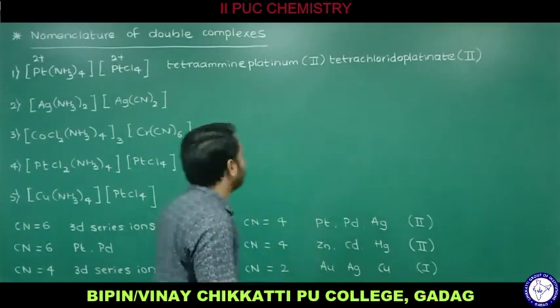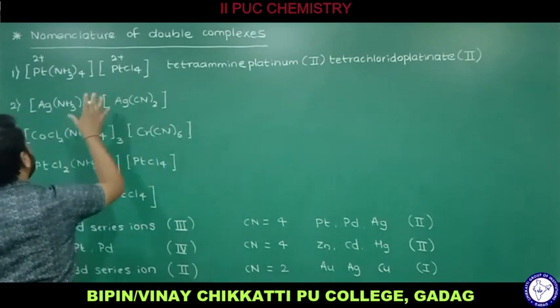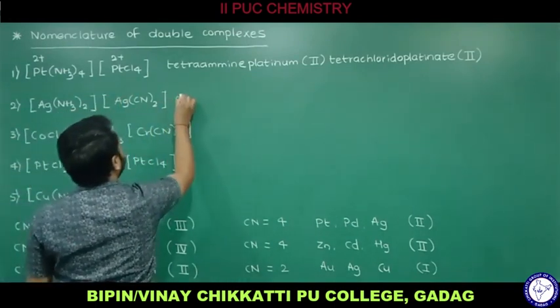So similarly we'll see some other examples. So this will be the cation and this will be the anion. We'll write the name of that one. So diamine.